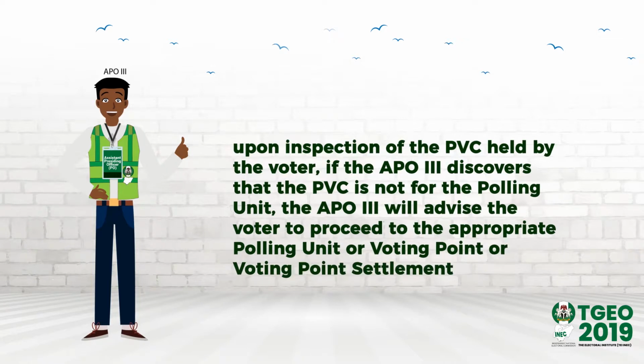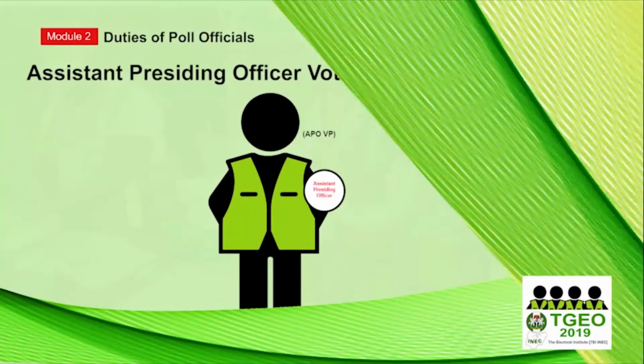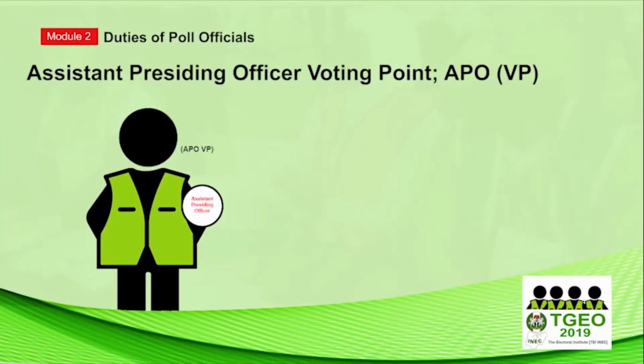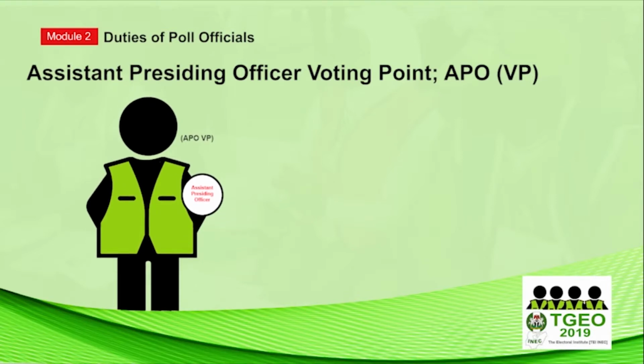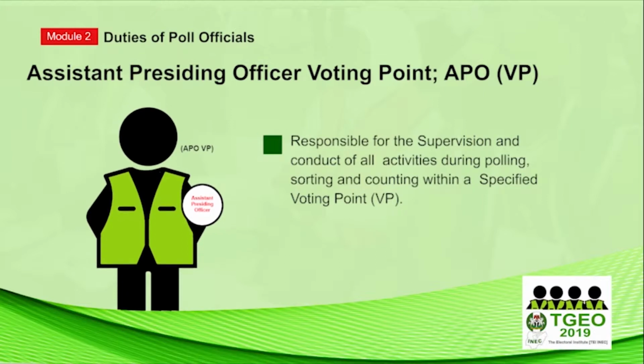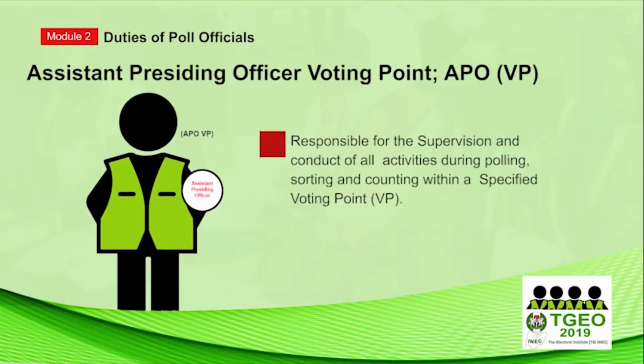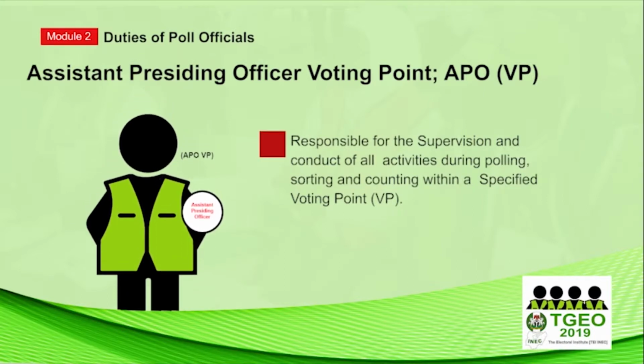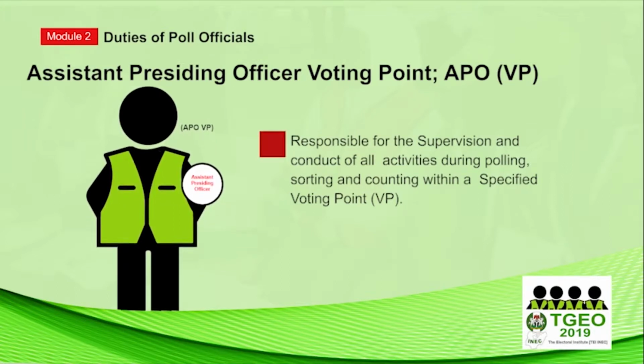If the PVC is not for the polling unit, advise the voter to proceed to the appropriate polling unit or voting point settlement. Assistant Polling Officer Voting Point, APOVP, responsible for the supervision and conduct of all activities during polling, sorting and counting within a specified voting point (VP).